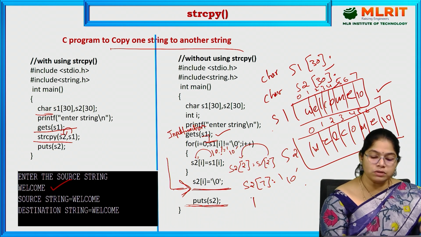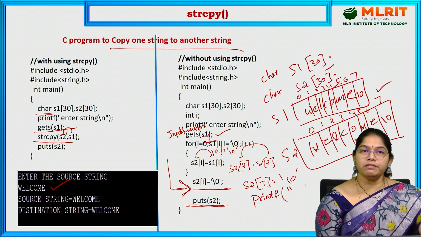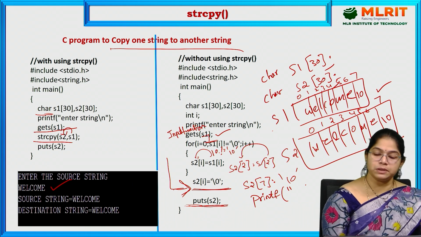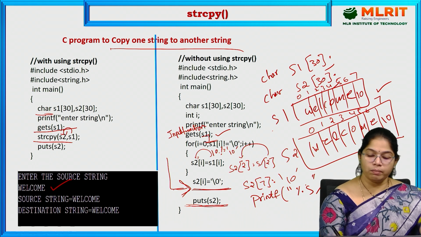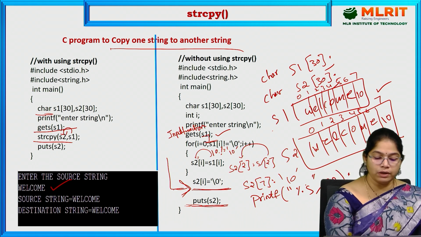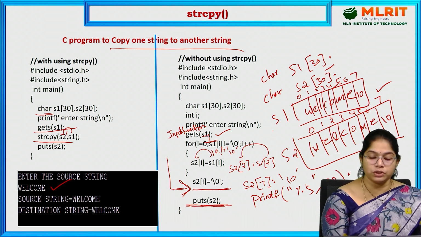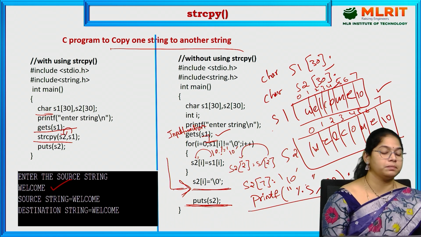Or we can also use a printf function which is a formatted function. That means we have to mention the format specifier. To print a string, we have a format specifier called %s, comma, S2. Either you can use a puts function or we can use a printf function.